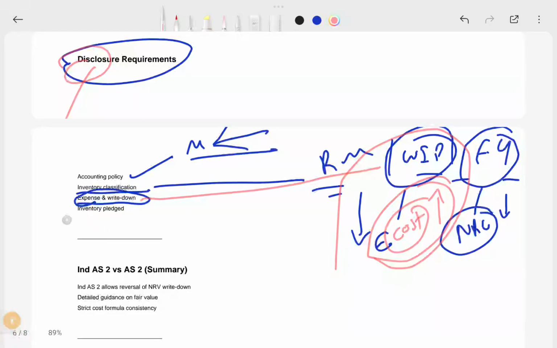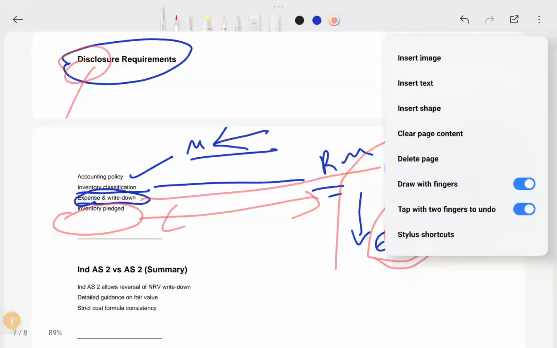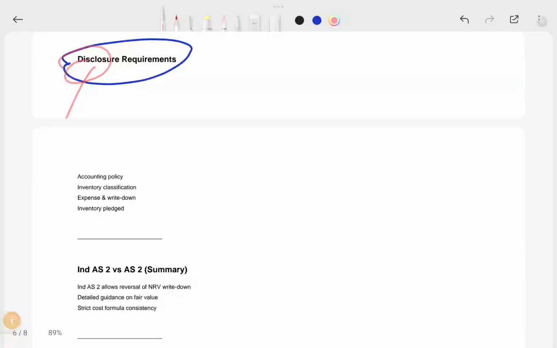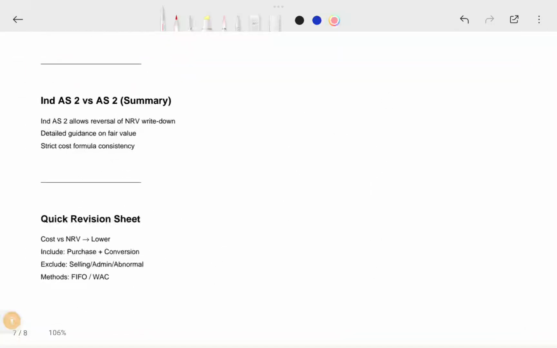And also the inventory pledged. If you pledge any item to any banks or other vendors, you need to show it in the disclosure part. You can read the disclosure parts on your own.